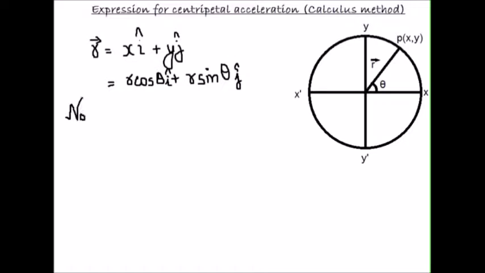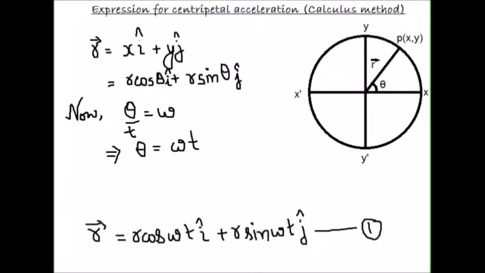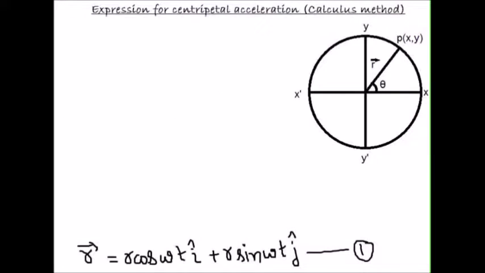Now, theta by time gives omega, which is the angular velocity. Further we can write it as theta equals omega t. Hence our vector becomes r cos omega t i cap plus r sin omega t j cap. Let this be equation 1.